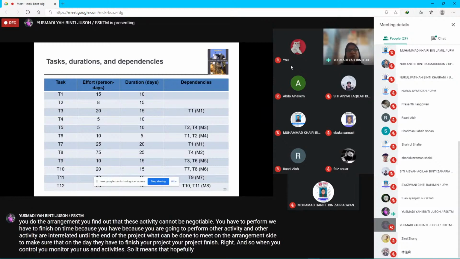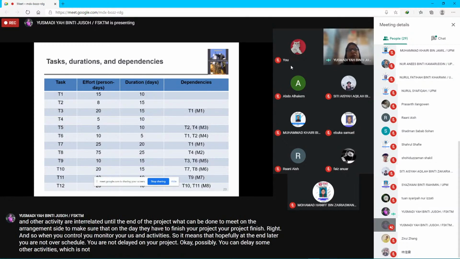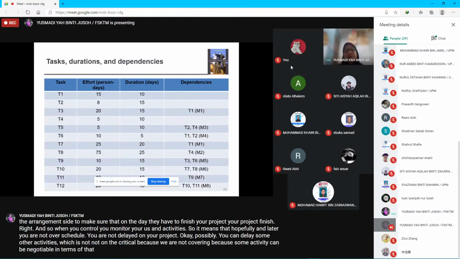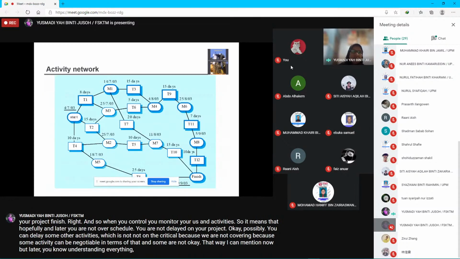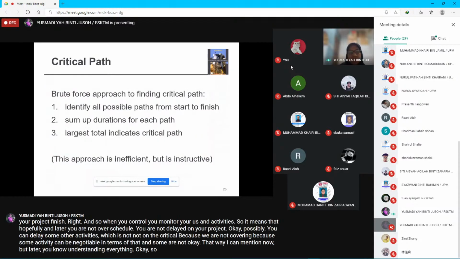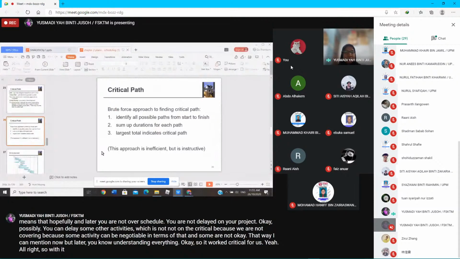Possibly you can delay some of the activities which are not on the critical path, because some activities can be negotiable and some are not. That's what I can mention now, but later we will cover the technical side, the slack time and everything. So activity network, critical path. All right, that's all for now.